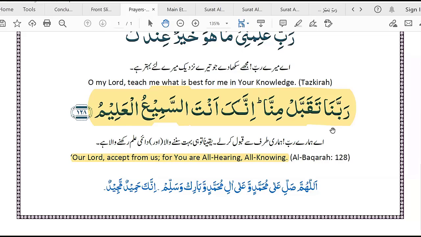ربنا تقبل منا إنك أنت السميع العليم. Okay, very good. And the translation? Our Lord, accept from us, for you are all hearing, all knowing. Al-Baqarah 128. Jazakillah, G1052. Allah Hafiz.